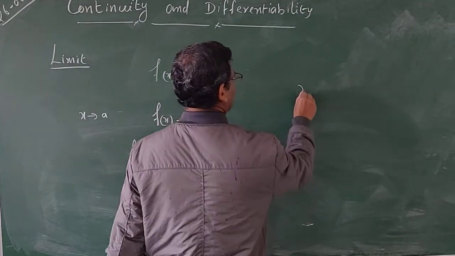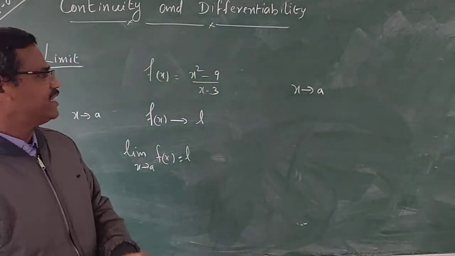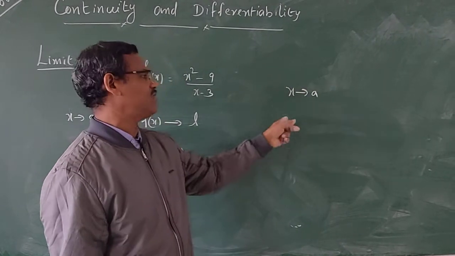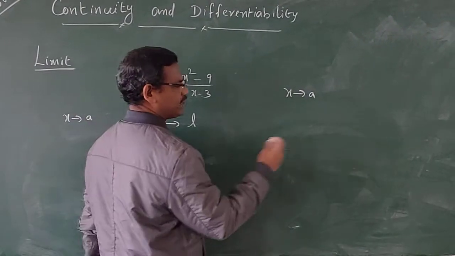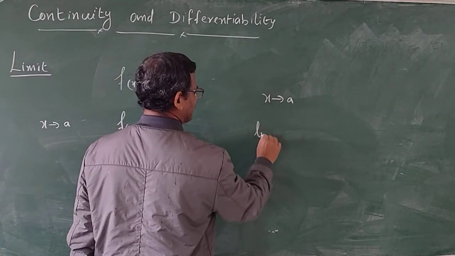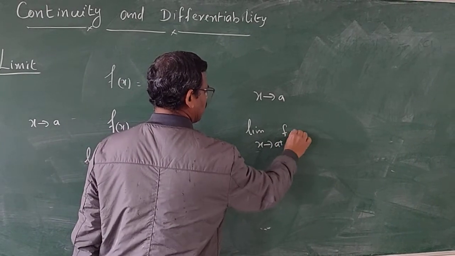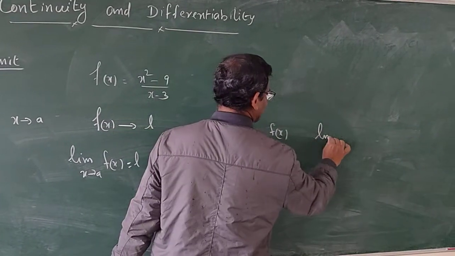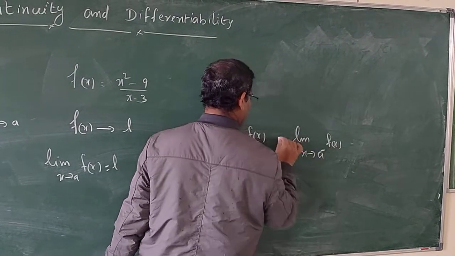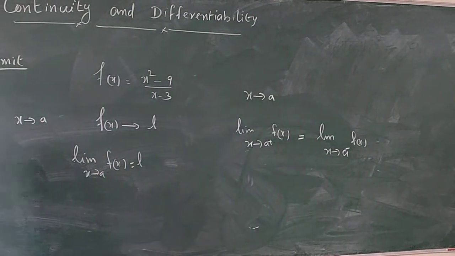so I told you that when x tends to a, a question comes whether the tending value is very near to a, whether it is on the right side or the left side. To make it more clear, we write this as limit x tends to a plus f of x, limit x tends to a minus f of x. And if these two values are equal, we say that the limit exists.